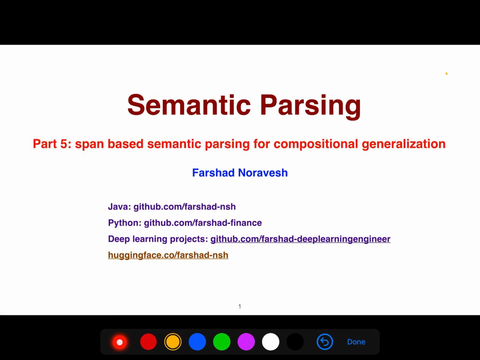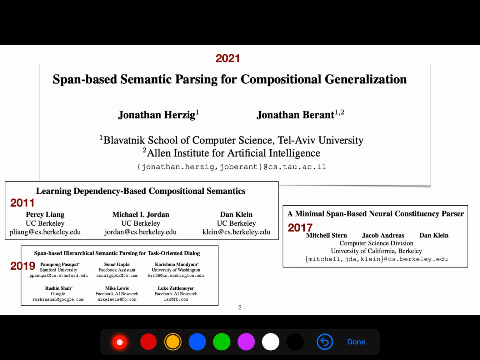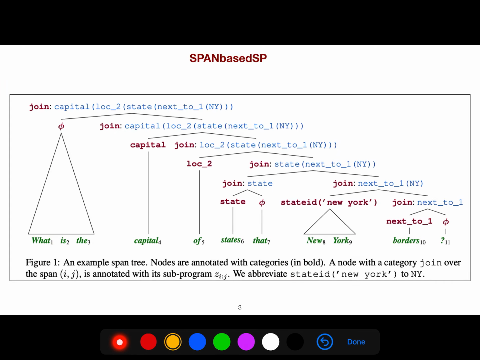Well, the idea of this lecture is very similar to the previous lecture in the sense that they both use a span-based approach for semantic parsing. So I want to explain this article, Span-based Semantic Parsing for Compositional Generalization, based on or inspired by these articles from 2017, 2019, and 2011. So this is the span-based SP.